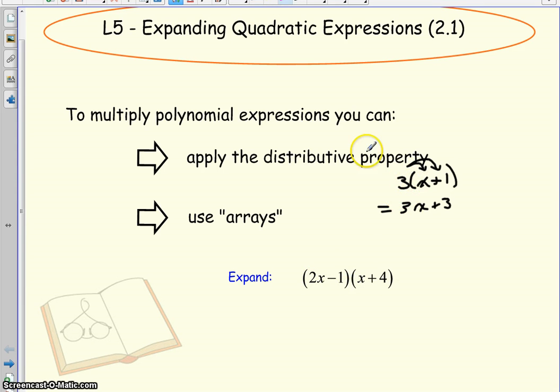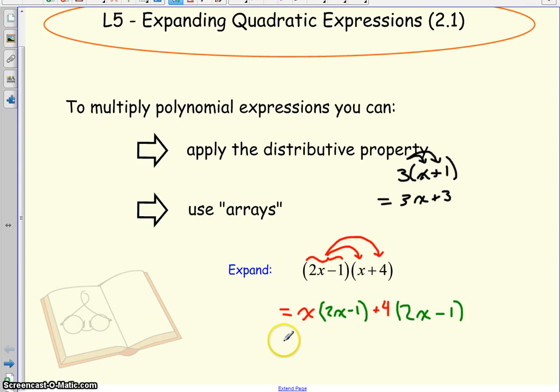So taking the exact same approach, you could take 2x minus 1 and multiply it both by the x and by the positive 4 in the bracket. So you get something like x times 2x minus 1, okay, and then plus 4 times 2x minus 1. Okay, so again, you're distributing that 2x minus 1 by multiplying it by each term in the second bracket.